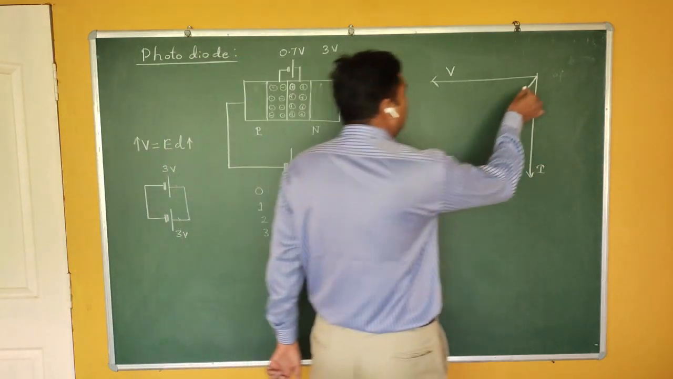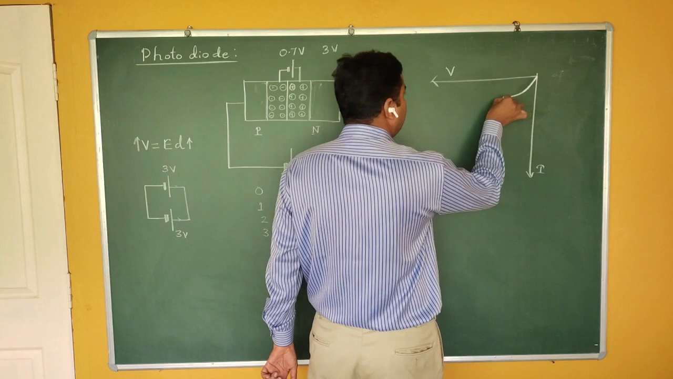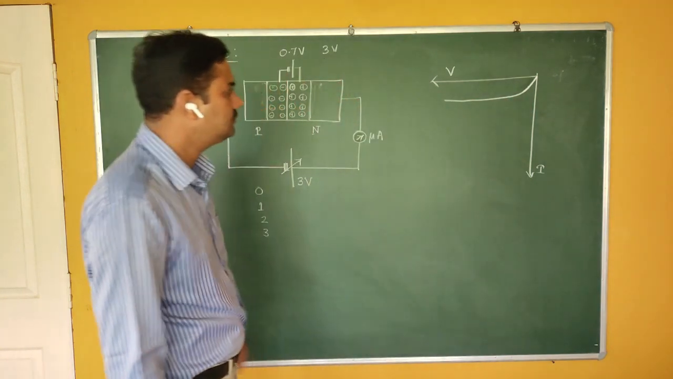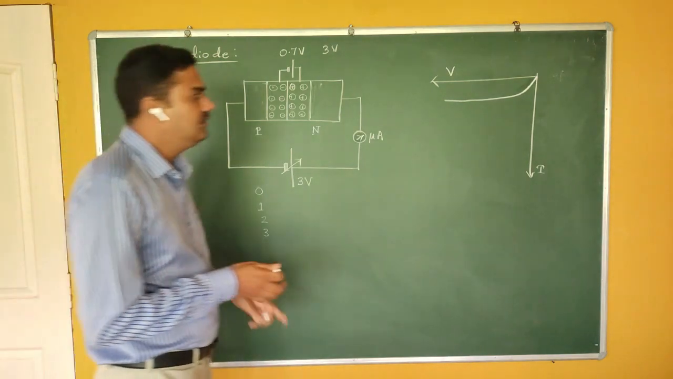So as your voltage increases, the current goes on increasing, but whenever the barrier potential becomes equal to the supply voltage, then the current remains constant.